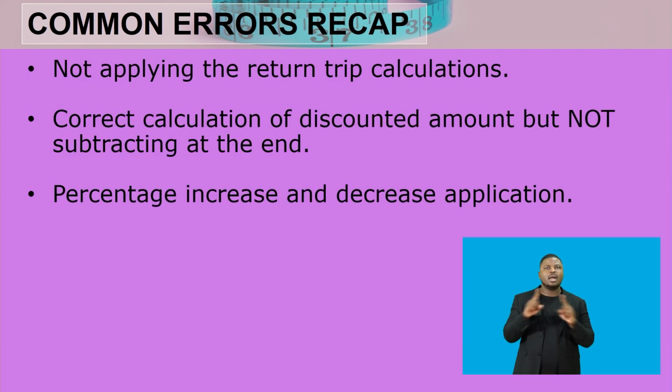The common errors that we might find ourselves making is not applying the return trip calculation. Remember, when you are told that someone is going on a trip from Johannesburg to Durban, and they did not mention anything about returning from that trip, it means it's only a single trip, so they're only going. So the cost for that trip is only multiplied once. But if they say a person is taking a return trip from a certain place to another, then it means the cost should be multiplied by 2.